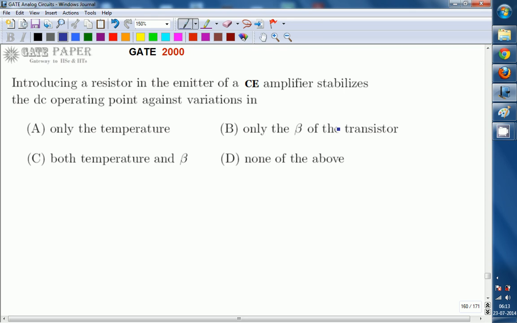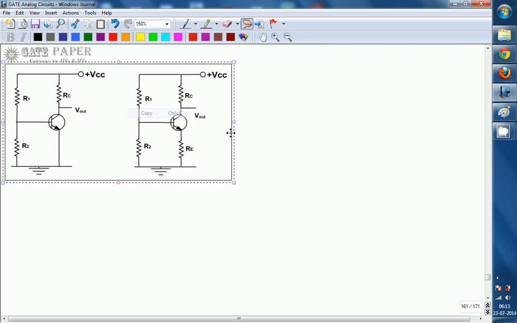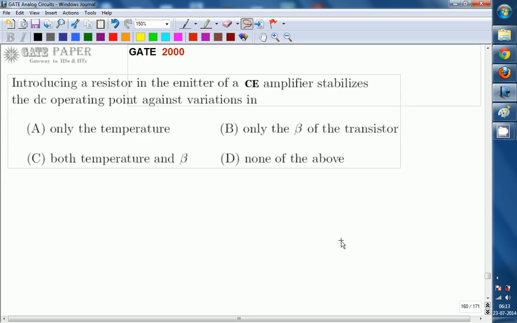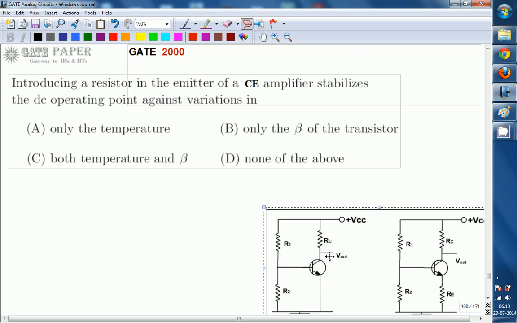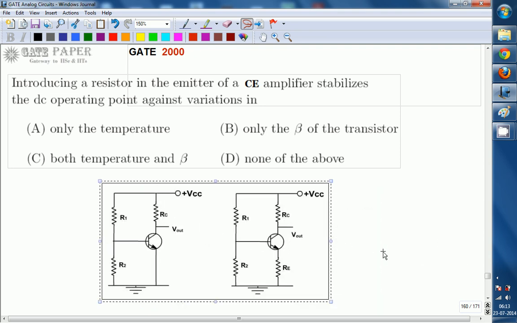So the DC operating point will be stable against variations in temperature or beta or both, that you have to specify. Okay, this is the circuit we are going with. So let us see what is actually introducing a resistor at the emitter. This is the common emitter amplifier.